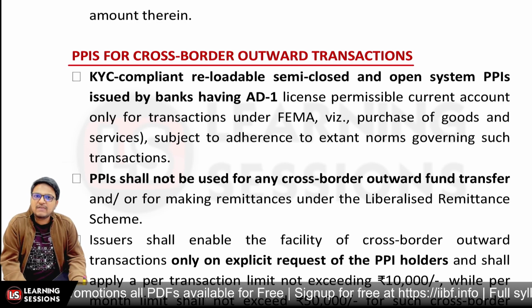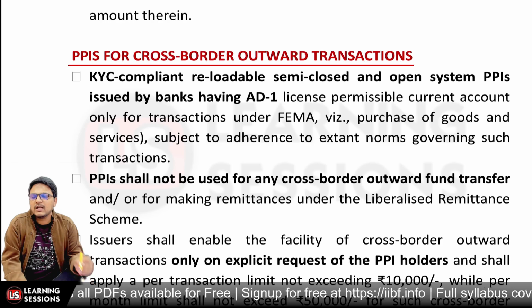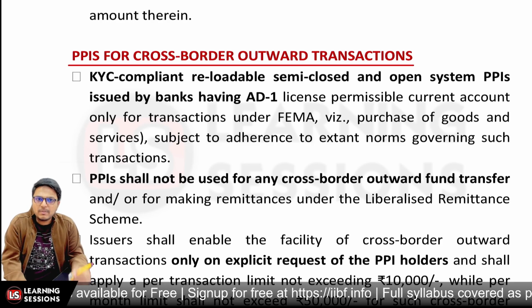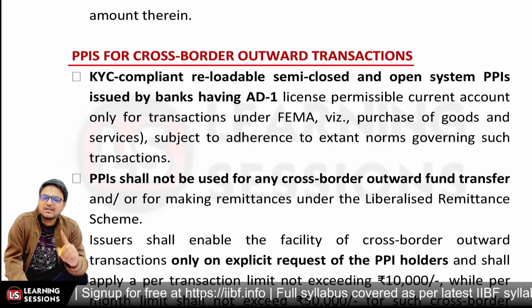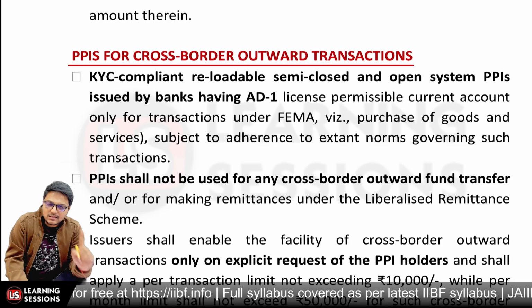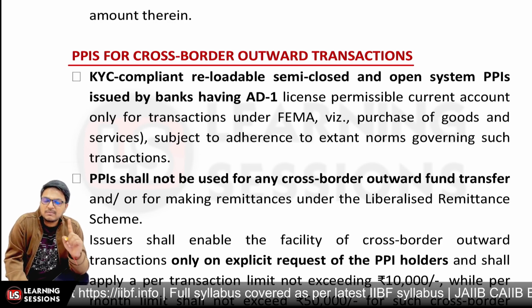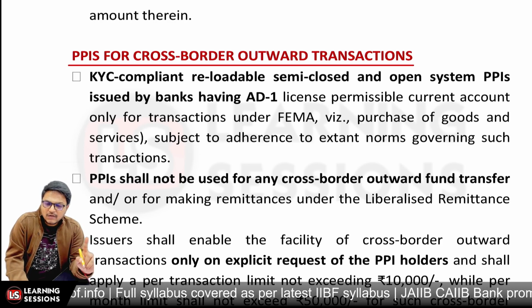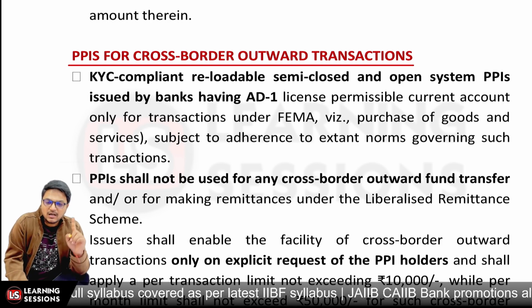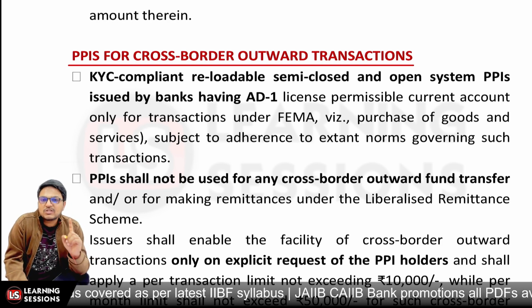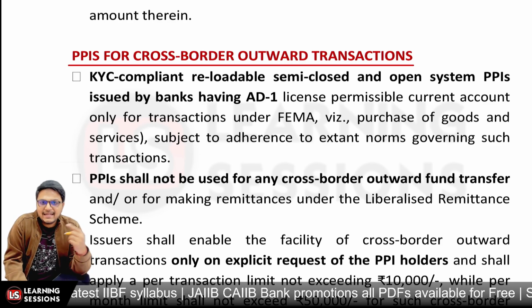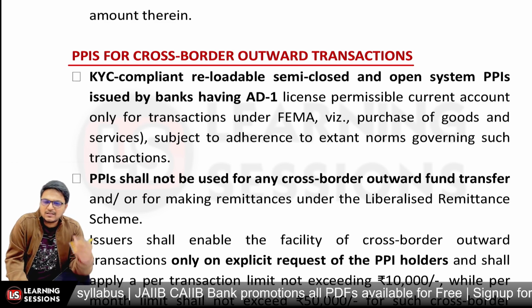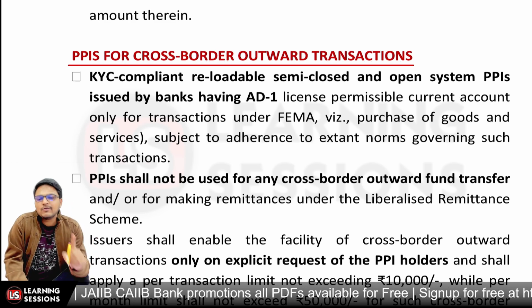Now, if you have a KYC compliant, reloadable, semi-closed or open system PPI, which is issued to you by the authorized dealer category 1 license, and which is permissible under FEMA for other transactions under foreign exchange, such as purchase of goods or services, adhering to the other guidelines given by FEMA or by the Reserve Bank of India, in that scenario, that is allowed.